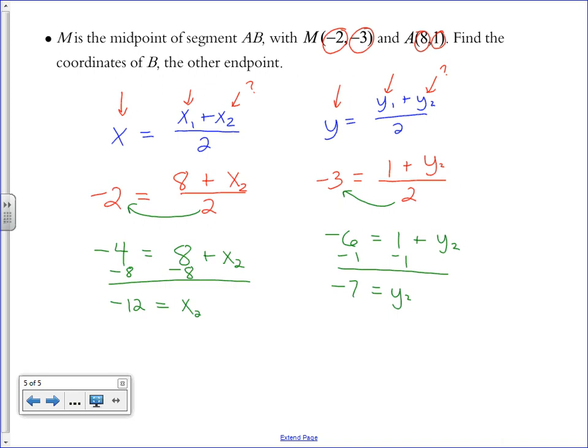So we just write our final answer as B, which was the endpoint we were looking for, located at (-12, -7). And that is all.